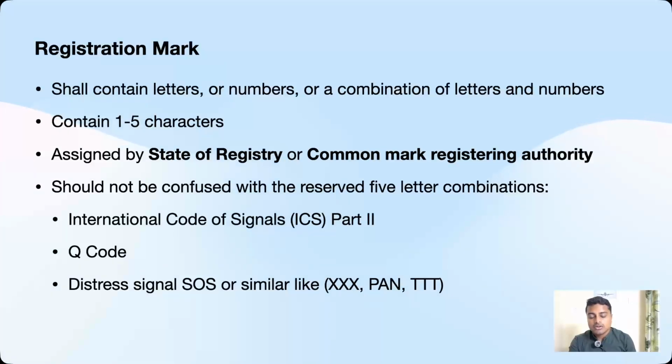So examples that cannot be used include the SOS, the International Distress Signal, the XXX, which is historically used for urgency messages, the PAN used in PAN urgency calls, and the TTT that's used for safety messages. So the idea is simple. An aircraft identification should never be mistaken for an emergency signal or a communication code, and that's why these combinations are strictly prohibited in aircraft registration marks.